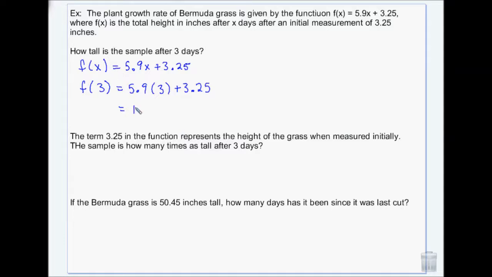Anyway, 5.9 times 3 is 17.7 plus 3.25. So at the end of 3 days, according to this, it would be 20 inches long. Obviously, that's not right. It's almost 2 feet. Yeah, obviously I made a typo. It should have been 0.59, but that's okay. The steps are the same.